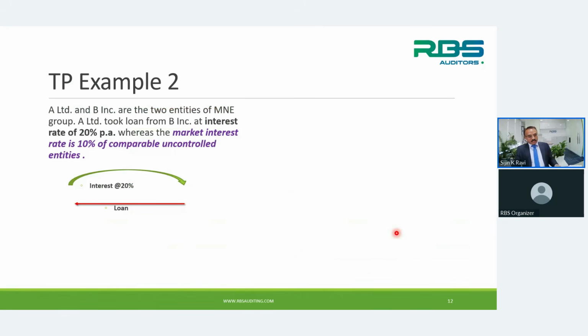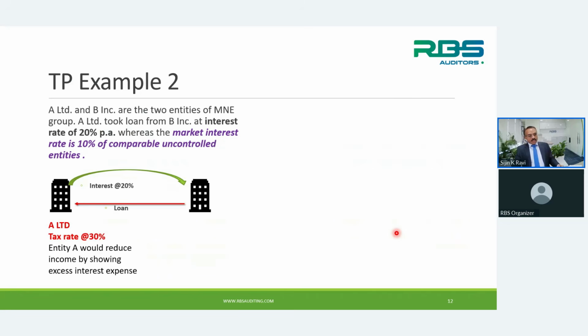Let's take another example. A Limited and B Inc are the two entities of a group. A Limited took a loan from B Inc at an interest rate of 20% per annum, whereas the market interest rate, the comparable uncontrolled entity rate, is 10%. That means the market rate is only 10%. So A Limited has taken it from B Limited.